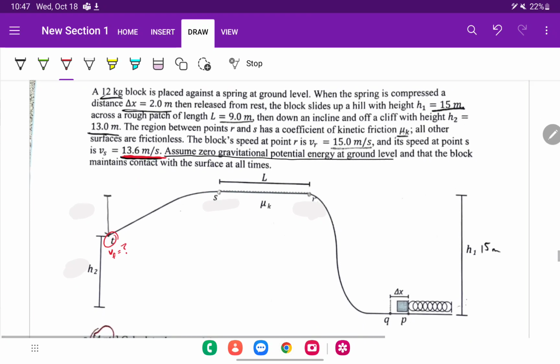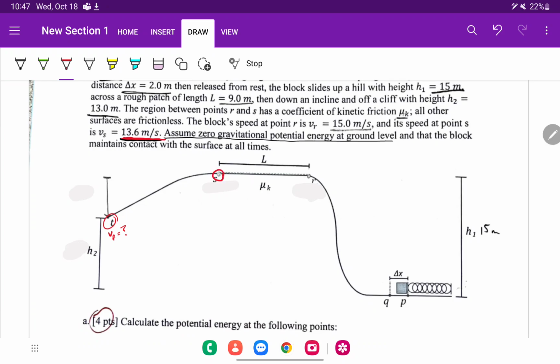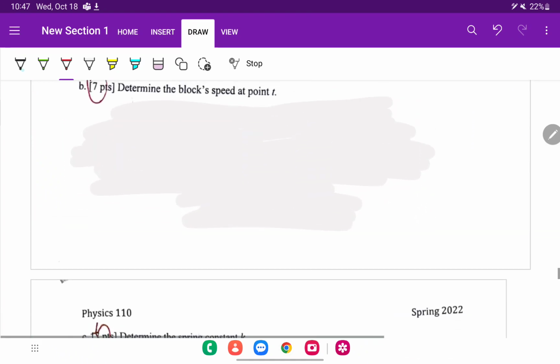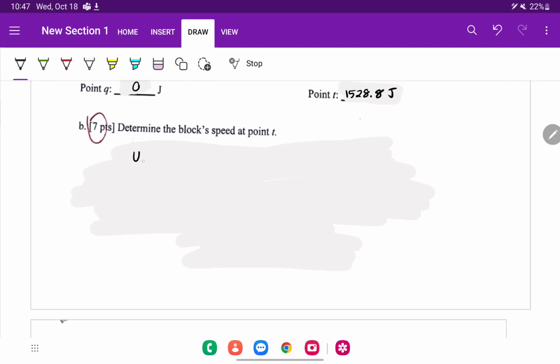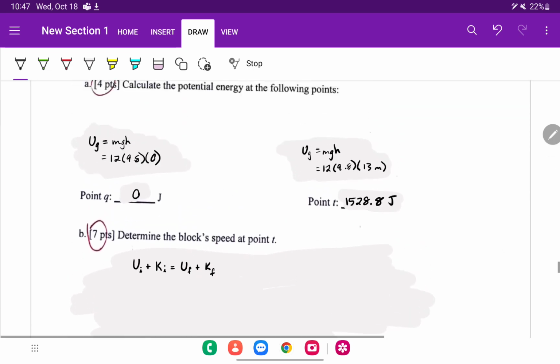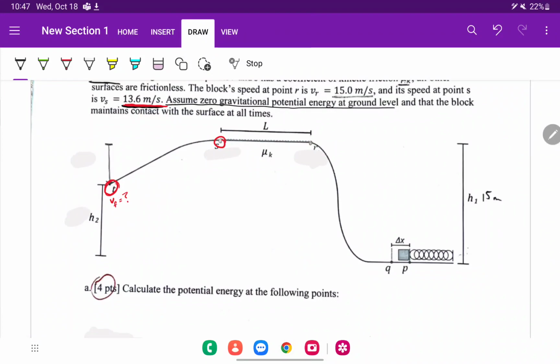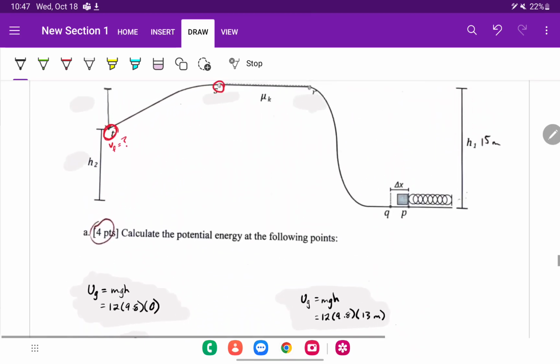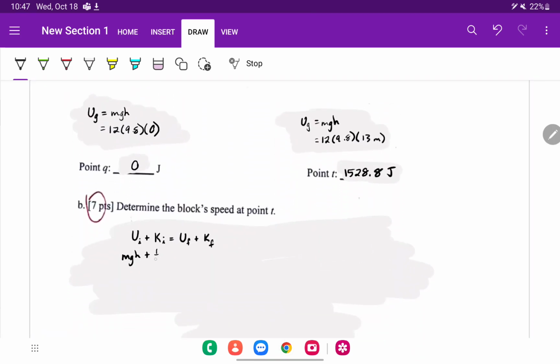And so I want to use that one because I can figure out the kinetic energy there and the potential energy there, and that's the closest point to my final, and we can just do a simple conservation of energy from there and figure out the speed. So initial potential plus initial kinetic equals final potential plus final kinetic, for the block speed at point T. If I'm picking S as my starting point, the potential energy there is mgh, and K initial is just the 1/2 mv squared because the block is moving at that point.